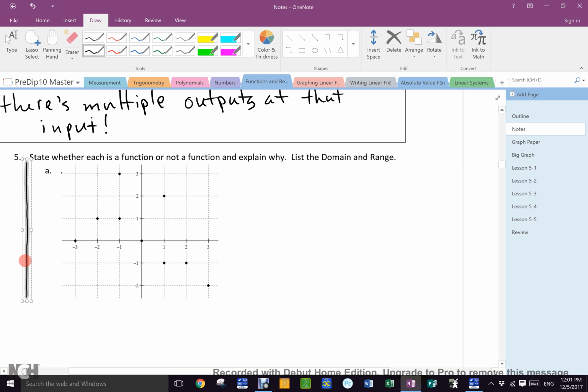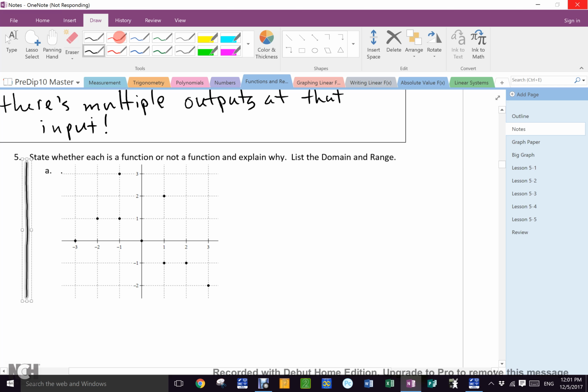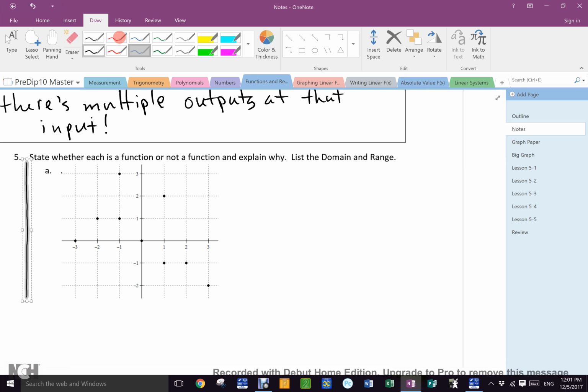Now, that being said, domain and range. Where do I look for the domain? On the x-axis. Where is it? There. There. There. There. There. There. And there.